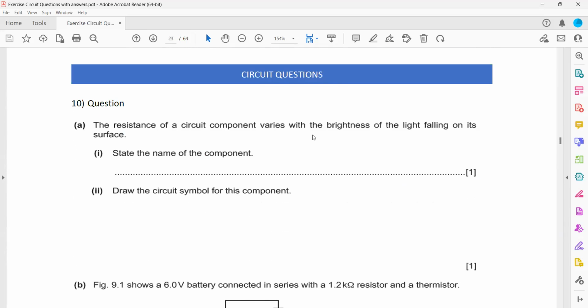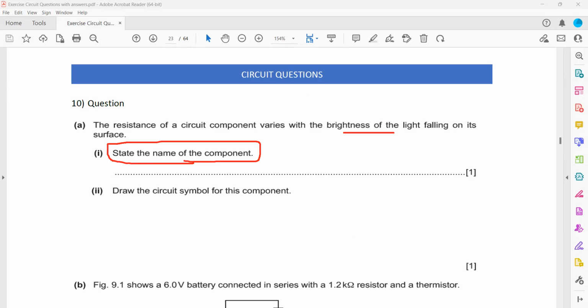Question 10. The resistance of a circuit component varies with the brightness of a light that falls on it. State the name of the component. Which component's resistance changes with light? You can use your mic or the chat to state which component it is.